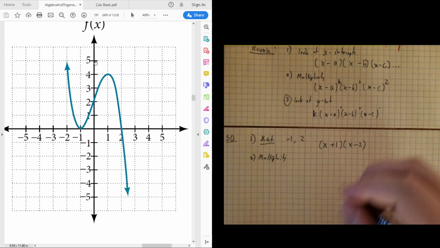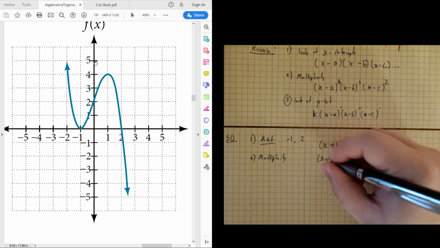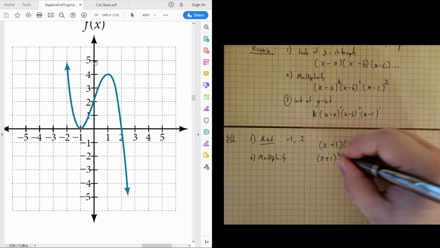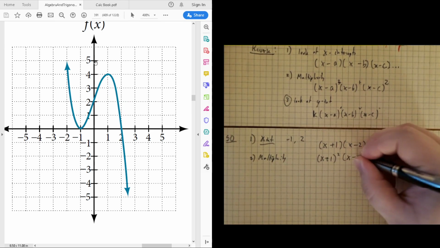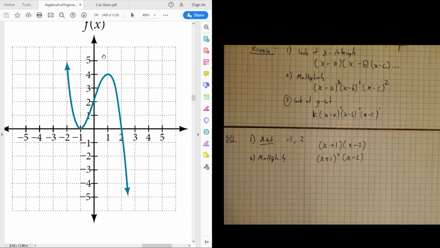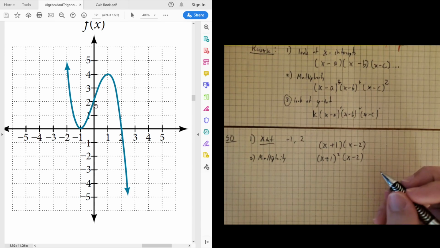So what this tells me is that x plus 1 is actually squared, whereas the x minus 2 is by itself. Because notice the 2, it goes straight through the 2. No subtle stops. It just goes straight through 2 like a line. And so it's just a power of 1. Whereas the -1, it bounces, which makes it have a power of 2. This is looking good so far.